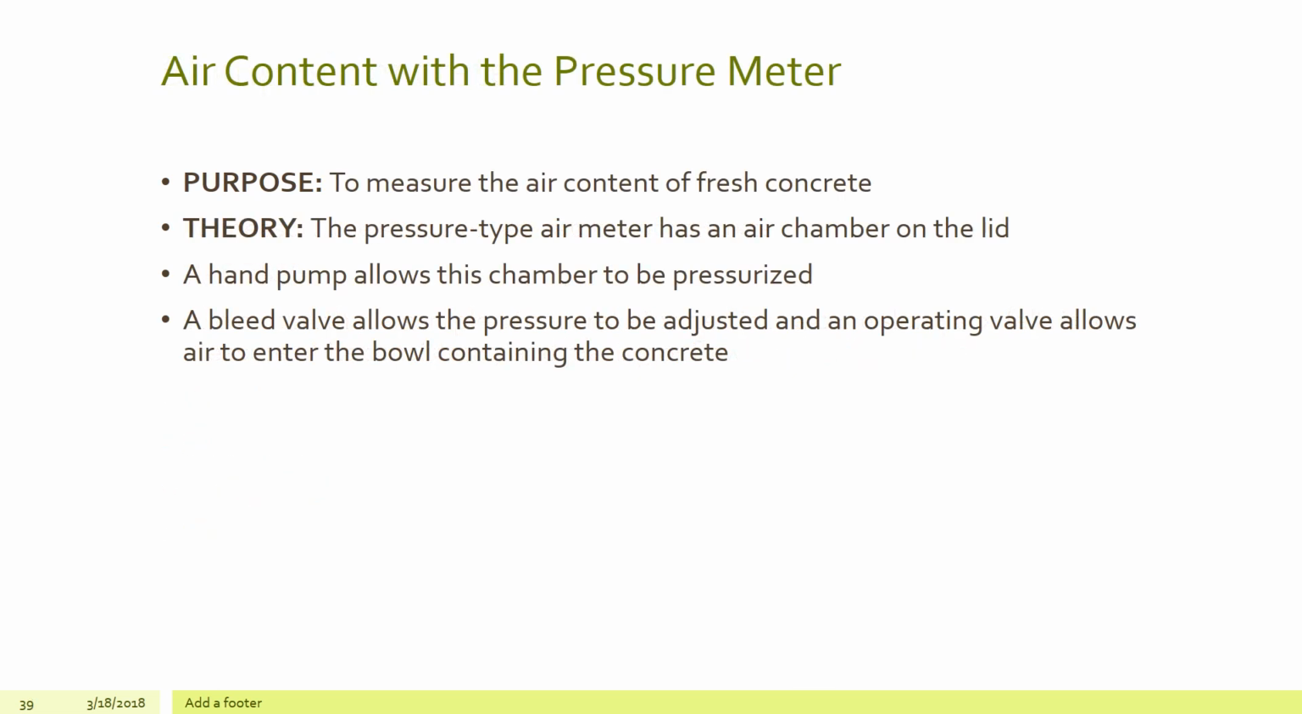Air content with the pressure meter. The purpose, of course, is to measure the air content of the fresh concrete. The theory: the pressure type air meter has an air chamber on the lid. A hand pump allows this chamber to be pressurized. A bleed valve allows the pressure to be adjusted, and an operating valve allows air to enter the bowl containing the concrete.